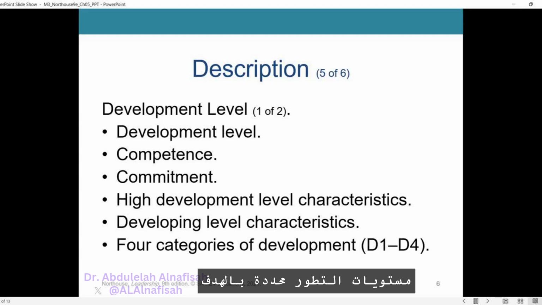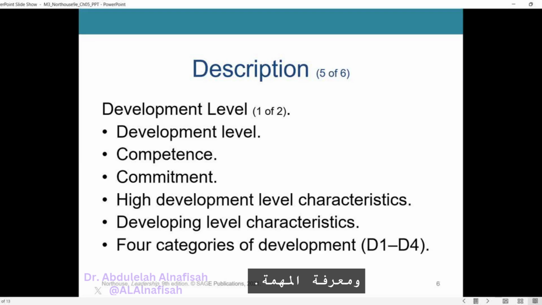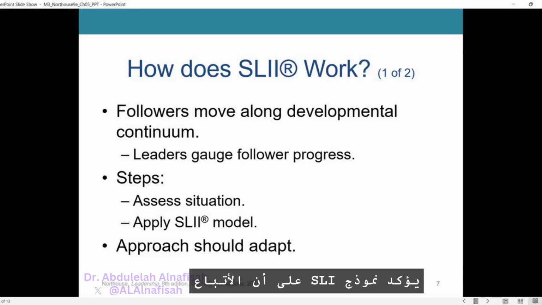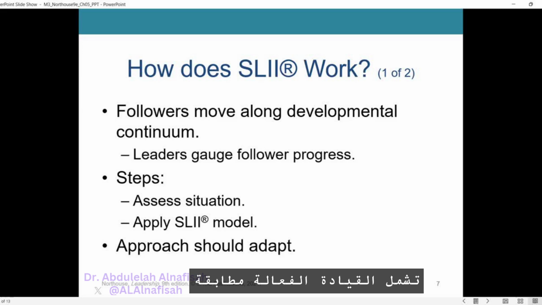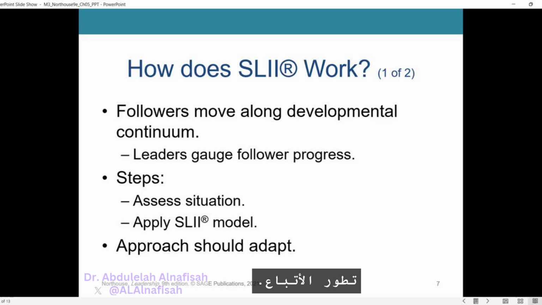Development levels are goal-specific and focus on the combination of motivation, confidence, transferable skills, and task knowledge, rather than labeling followers. The SLII model emphasizes that followers move along a developmental continuum, representing their level of competence and commitment. Effective leadership involves matching the leader's style to the follower's development levels.